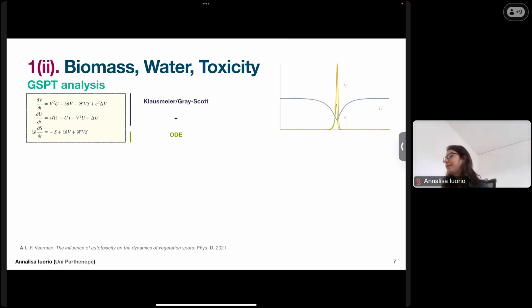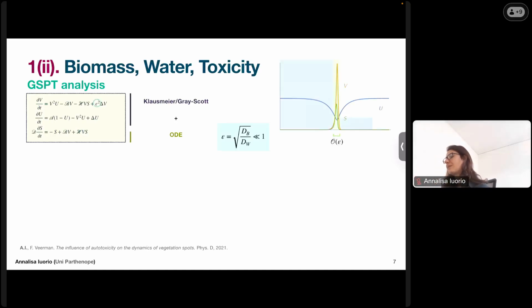So the type of solutions that we could retrieve via our one-dimensional numerical simulations were these types of traveling pulses. In yellow, you see the traveling pulse for the non-dimensional version of the vegetation. In blue, the traveling pulse for the non-dimensional version of the water. And in green, the pulse for the non-dimensional version of the toxicity. And this pulse moves to the right of the screen.